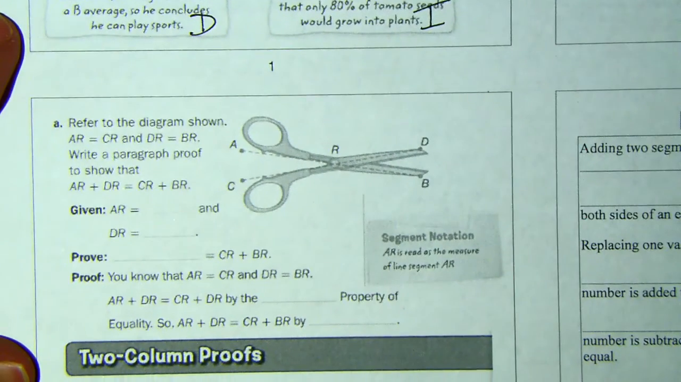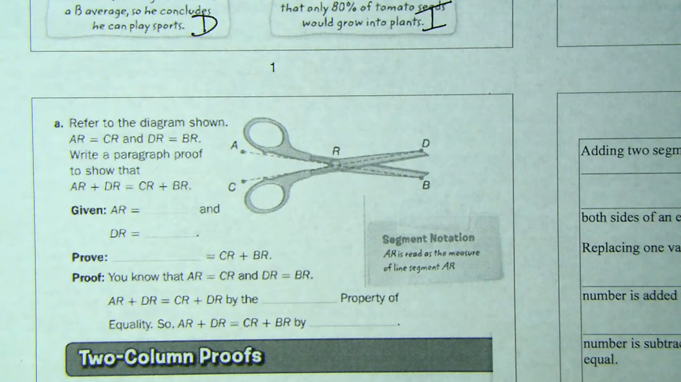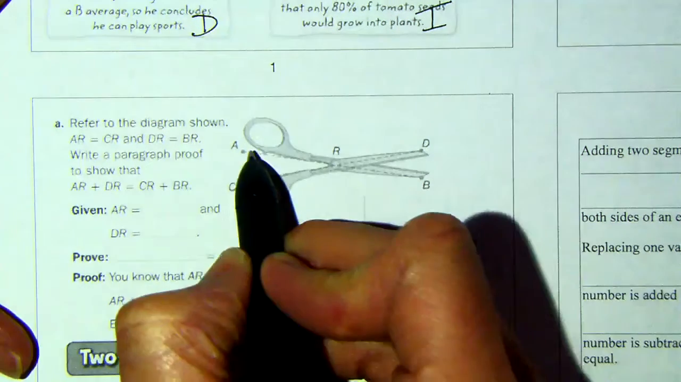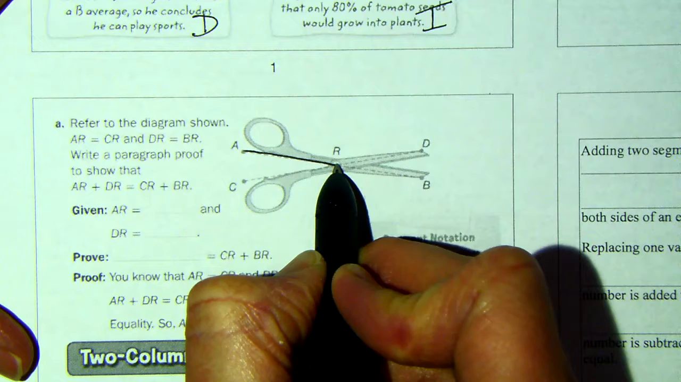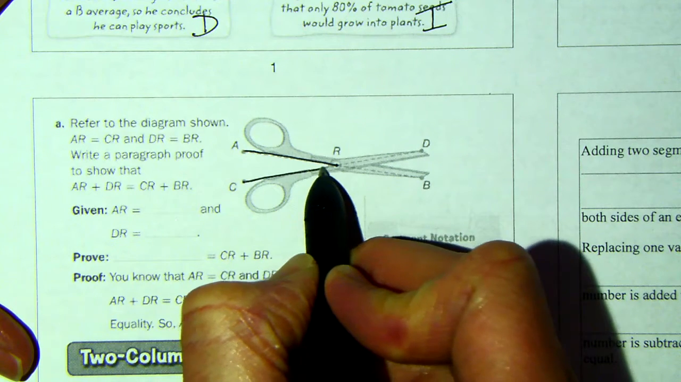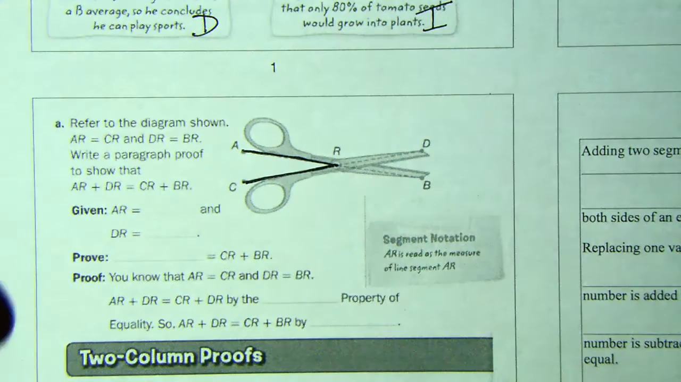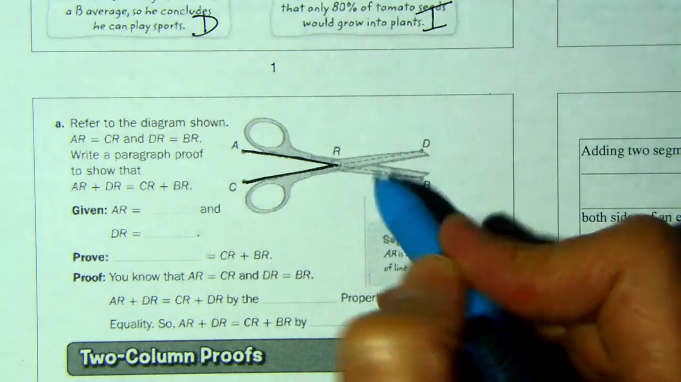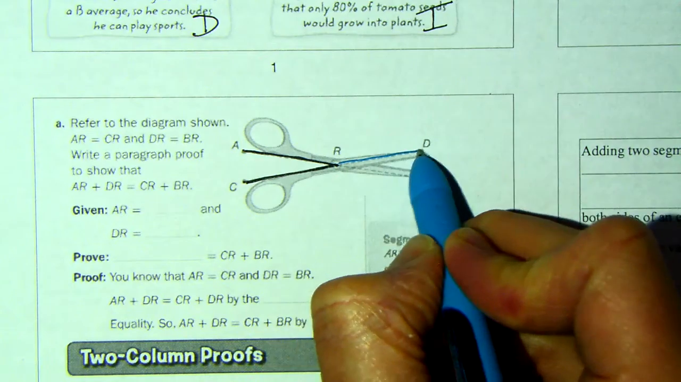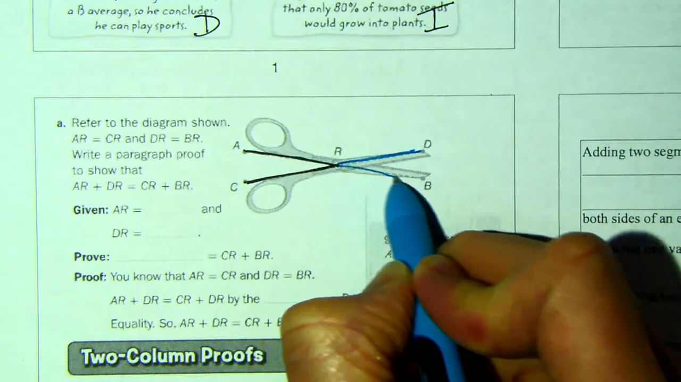Okay? So let's look down here at this scissors. You guys see the scissors? Diagram: AR is equal to CR. They're telling you that this AR is equal to CR. That means their measures are equal. They give us that information. And DR equals BR. I should pick a different color. So then they tell us that this one is equal to that one.